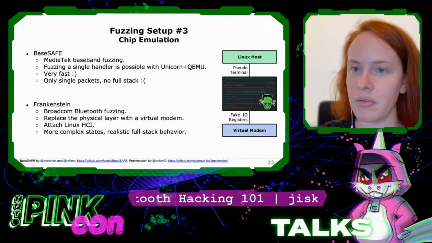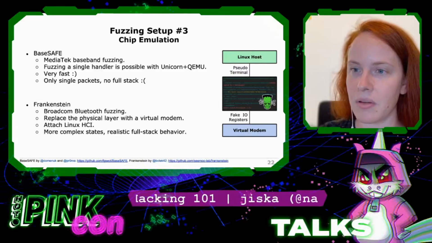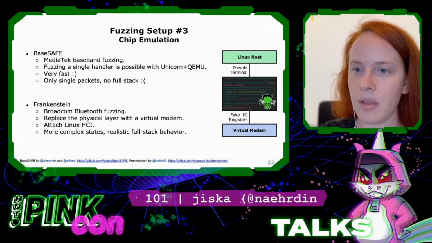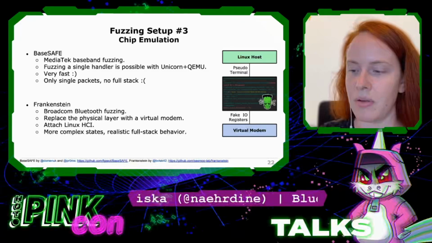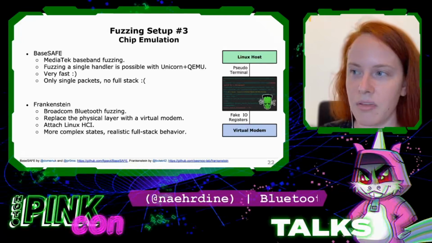One approach, which BaseSafe is doing for a MediaTek baseband, is that you just take Unicorn and QEMU and emulate single handlers. So you give that handler one packet and see what happens. This might already be sufficient to find simple parsing bugs within one handler. And it's very, very fast because it just gives one packet to one handler: crash, no crash, that's it. Or you can also add memory sanitizers and that's it.